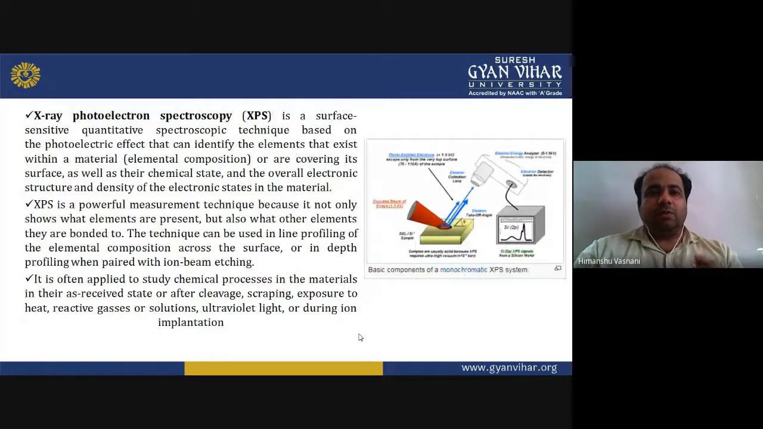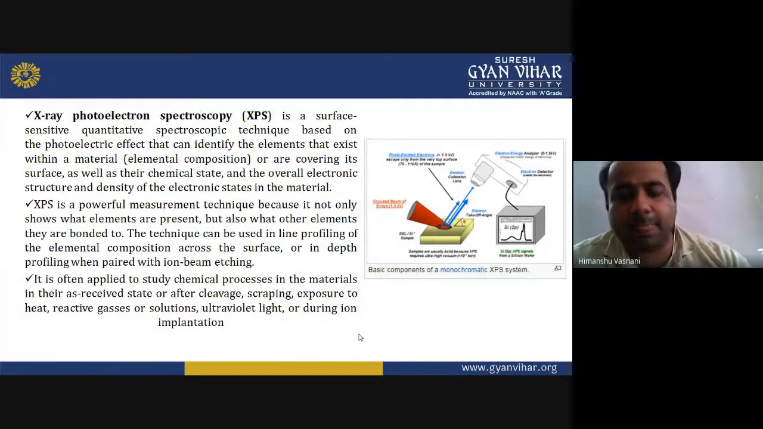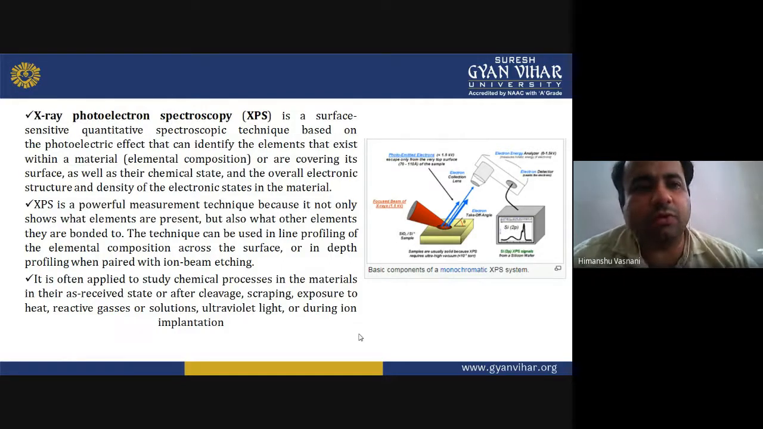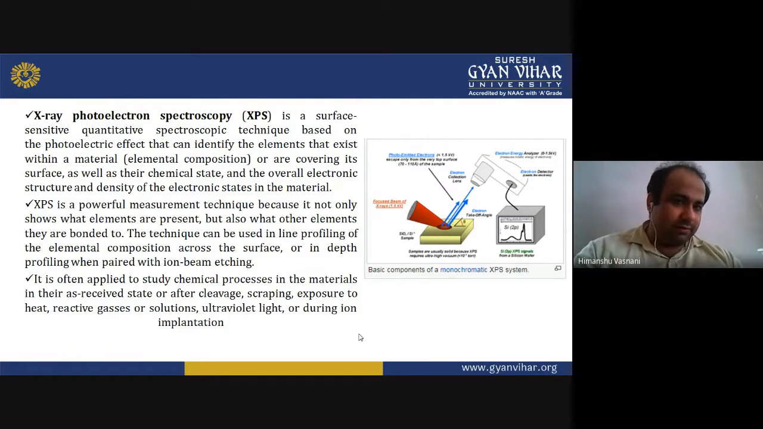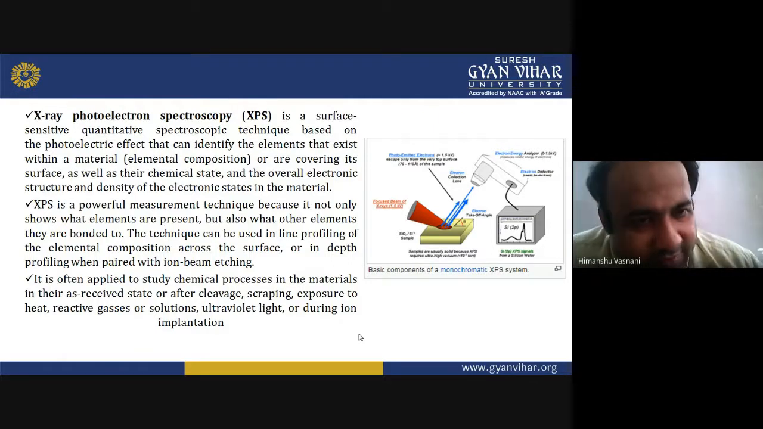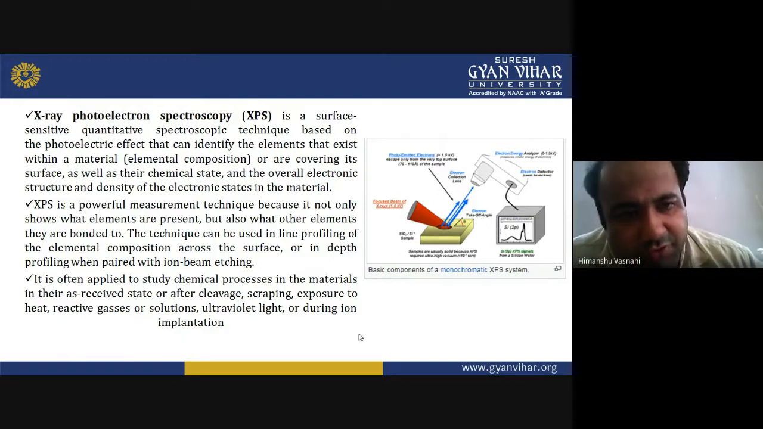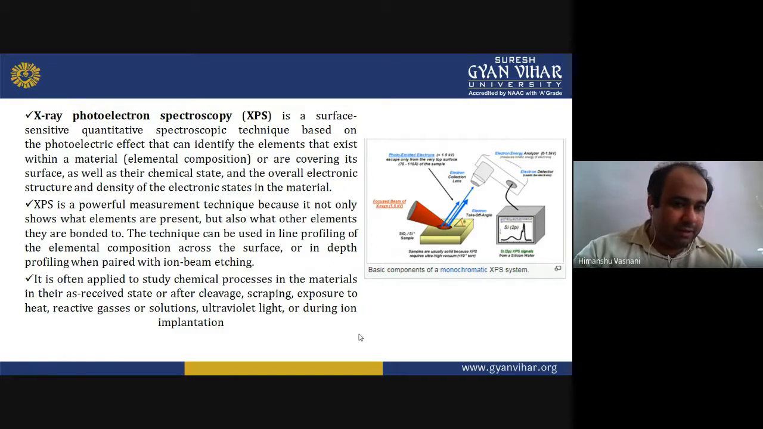Okay. Now, the next technique is X-ray photoelectron spectroscopy, XPS. This is a surface sensitive quantitative spectroscopic technique based on the photoelectric effect. It is used to identify the elements that exist within a material, that is the elemental composition, or are covering its surface, as well as the chemical state and the overall electronic structure and the density of the electronic states in the material. I repeat, you try to understand, because this is a very important technique.